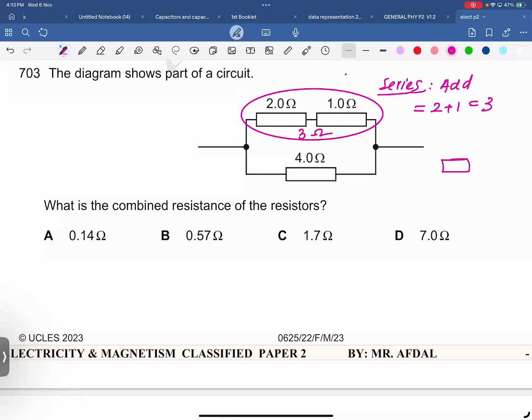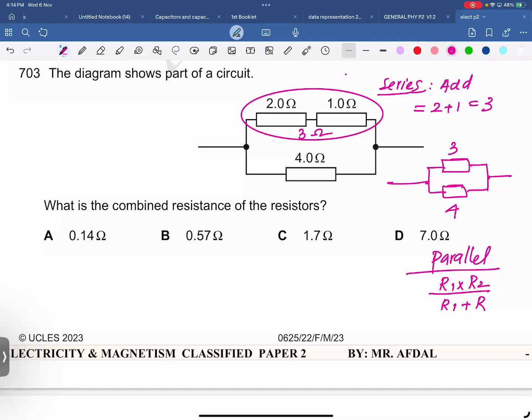Now this 3 ohm becomes parallel with 4 ohms. When 3 and 4 are in parallel, the combined resistance is the product of the two over the sum of the two. So 3 times 4 over 3 plus 4, answer is 1.7, option C. First we did series and then we did parallel.